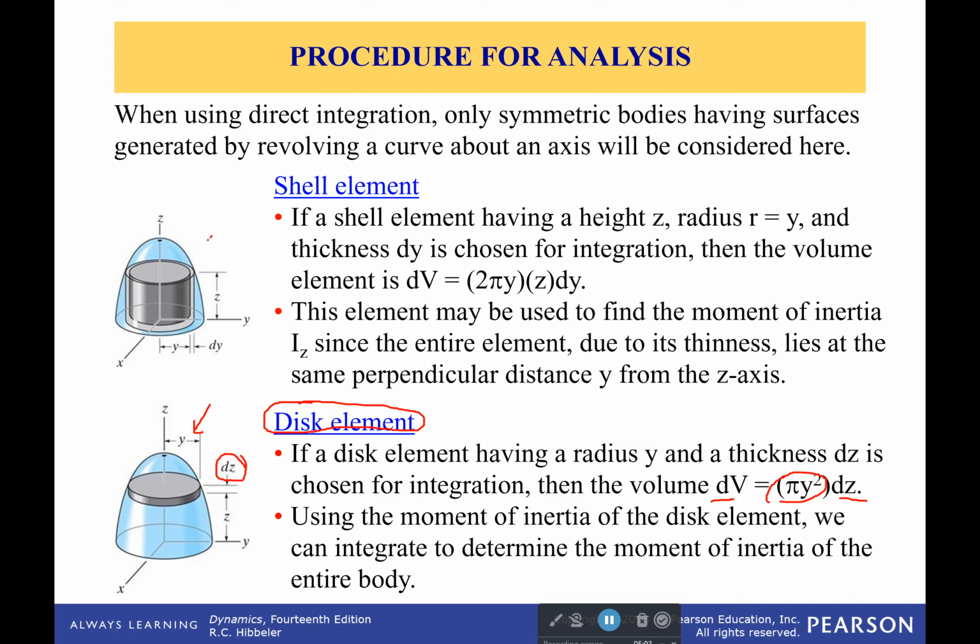You can also use a shell element, which is like a little cylinder right here, and you can keep on expanding outward. In this case, it's going to have a height z, a thickness dy, and a circumference, which will be 2 pi y. And so we set that up, we do our integration, and we solve.